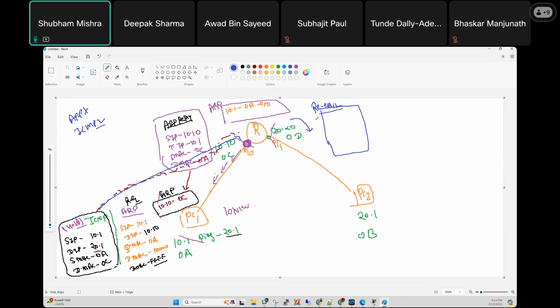Sure, 20.2. What is the source IP address, guys? The IP address of PC1 is 20.1. That is the destination IP. No, the source IP address will be the IP address of this router, then the destination IP address will be 20.1, so that's the source IP, 10.1.